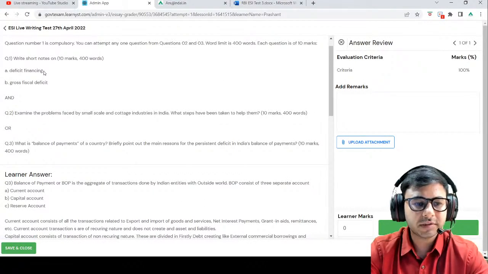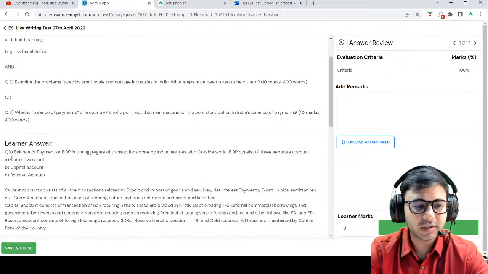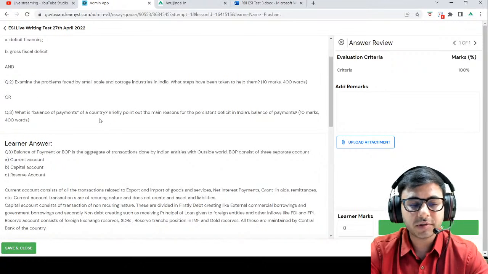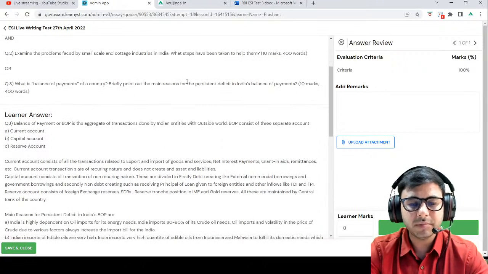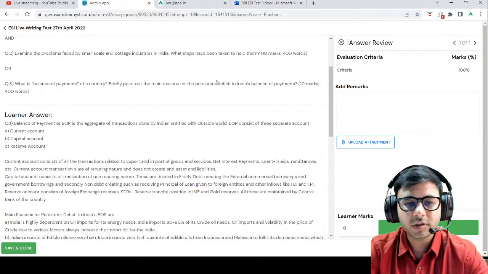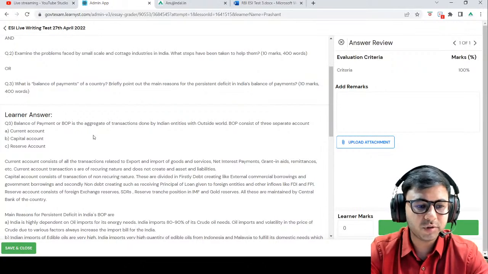Write short notes on deficit financing and gross fiscal deficit. Question 3 is written first. What is balance of payment of a country? Briefly point out the main reasons for persistent deficit in India's BOP. So you have to first define BOP, then the reasons for deficit in India's BOP.